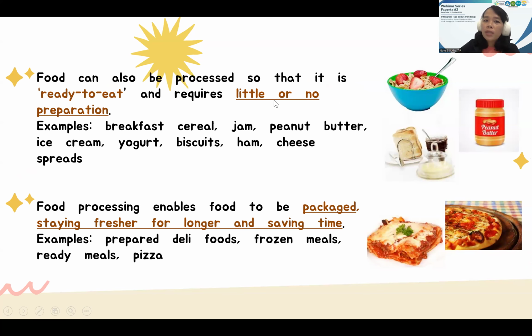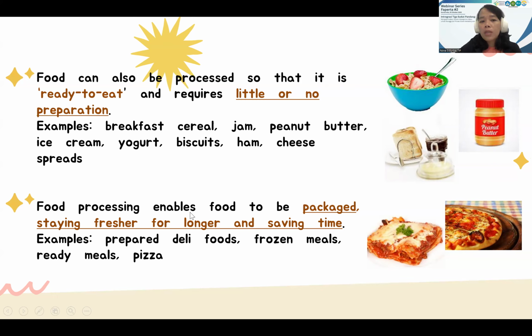Food can also be processed to be ready to eat. So what is ready to eat? Ready-to-eat food requires little or no preparation. For example, this breakfast cereal, or jam, or peanut butter, ice cream, yogurt, biscuits, ham, cheese, or spreads. We can eat them directly, or maybe they require just a little or no preparation. Just eat them fresh like this, already packed in the bottle.